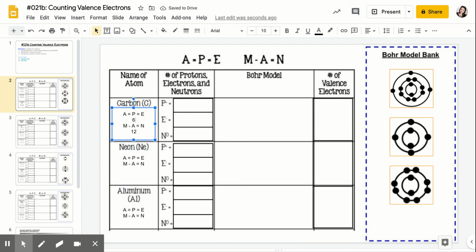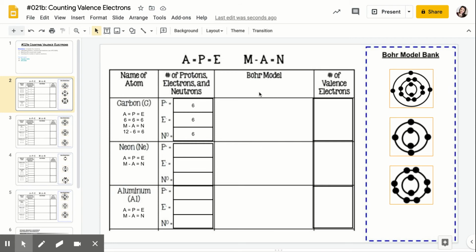All right. So now I can go and fill in my information. So that means I have 6 protons. And it means I have 6 electrons. Okay. And then now, so I got the mass number, which was 12. So I'm going to subtract the atomic number, which is 6. And I get 6. So for protons, I have 6. So I'll type that here. Electrons, I have 6. Type that there. Neutrons, I have 6. There. Okay, so I've solved, again, using APMAN, which we learned last week, I've solved for those.